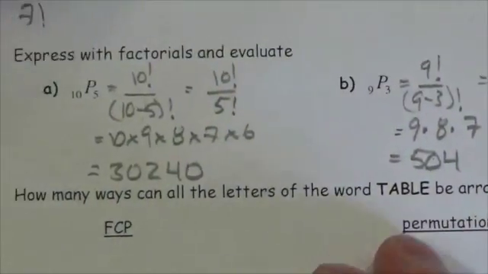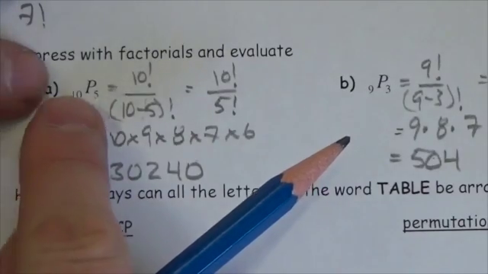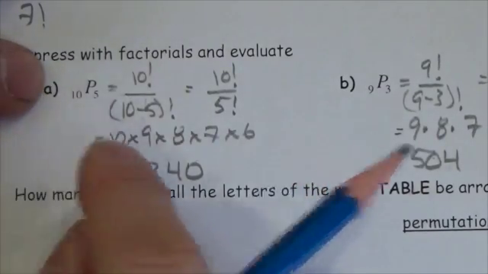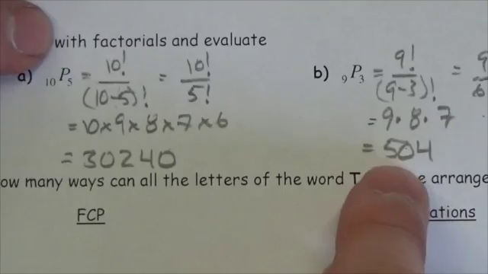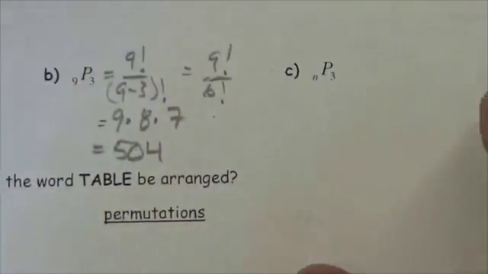Now take a look at that. Look at the jump here. 9 pick 3. There's not much difference in terms of the numbers from 10 permute 5. But we jump up from 504 to over 30,000. These things grow really, really quickly.